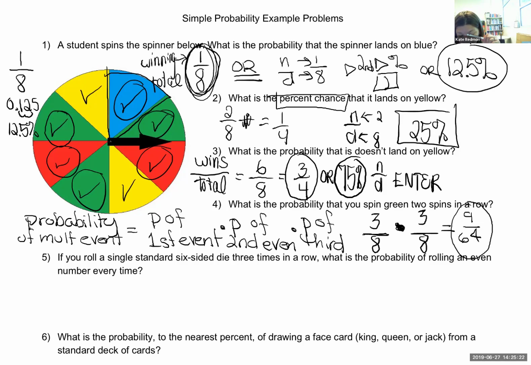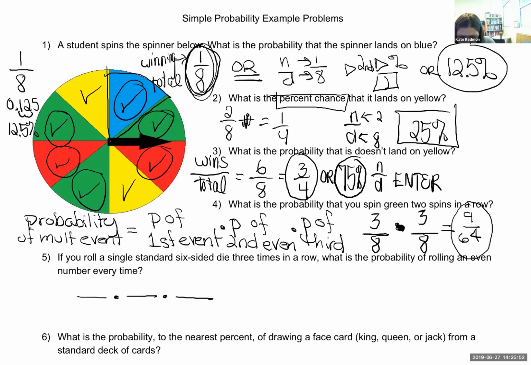So then let's look at number 5. If you roll a single standard 6-sided die 3 times in a row, what is the probability of rolling an even number every time? So I have multiple events going on again. Do you see it? How many events are happening here? 3. So I'll have 3 probabilities multiplying together: the probability of the first event, the probability of the second event, and the probability of the third event.